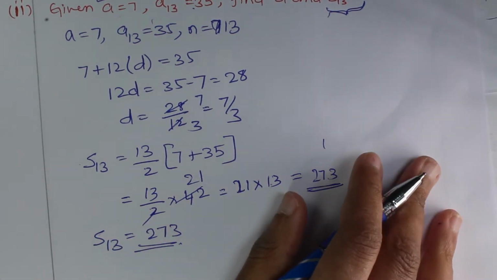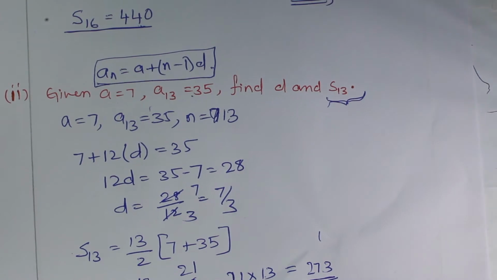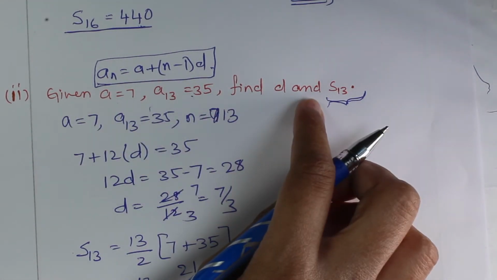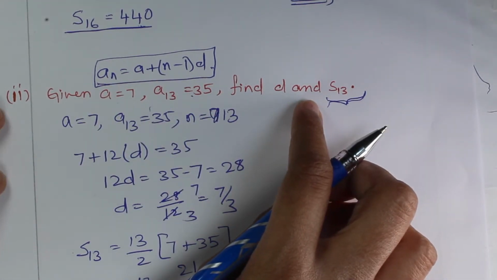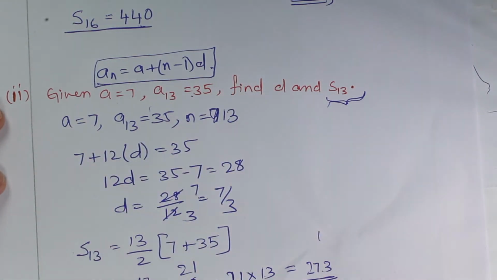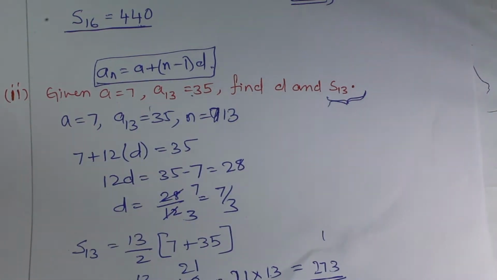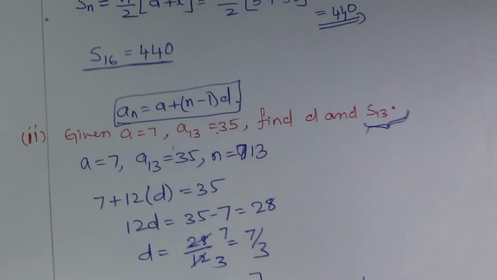So you have to understand which formula you have to use given the information. That is all you have to figure out. And once you figure out the formula you have to use, you can quickly make the calculations. Now let's go to the third part of this question.